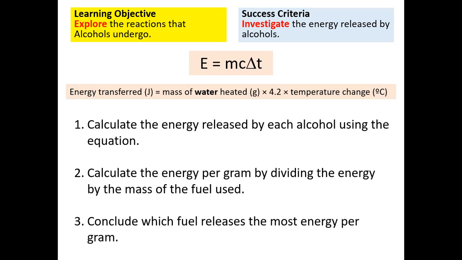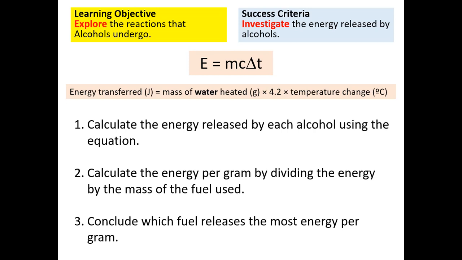Okay, so now you've got 3 different things you need to do. Using this equation, the first thing I want you to do is calculate the energy released by each alcohol. So remember, we used the mass of water as 100 grams. So all you need to do is times it by 4.2, times it by the temperature change that you've just calculated. Then you're going to use your answer to each of those, the three parts to question 1, for each of your fuels, and you're going to divide it by the mass of the fuel used.